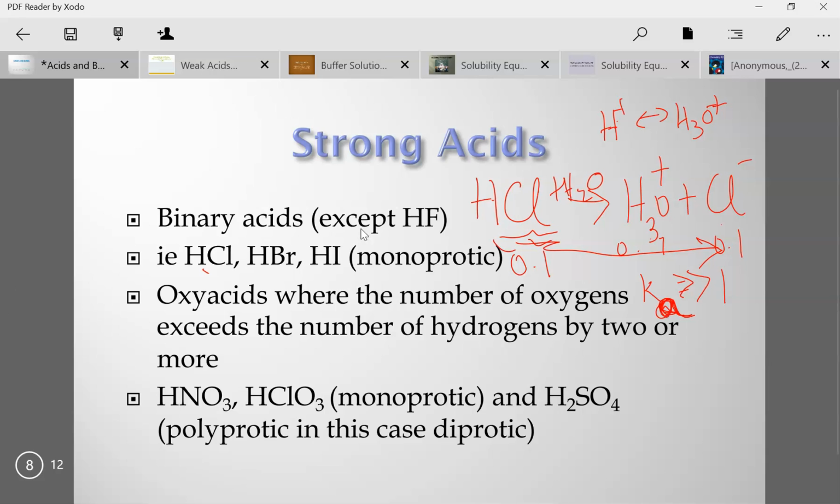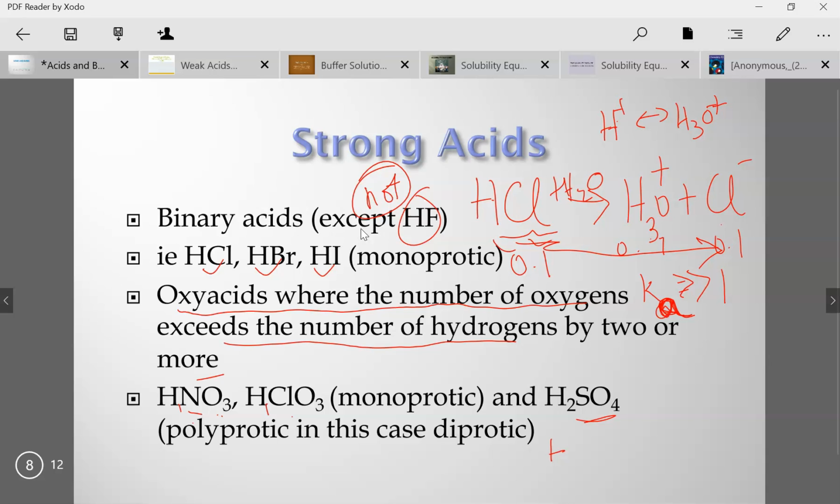and that's complete dissociation. So HCl, HBr, HI are all strong. HF is not strong, so that's an exception. Oxyacids, where the number of oxygens exceeds the number of hydrogens by 2 or more. So HNO3, HClO3, H2SO4, you can see that 1 to 3 is 2 difference, 2 difference, 2 difference. Nitric acid, we have nitric acid.